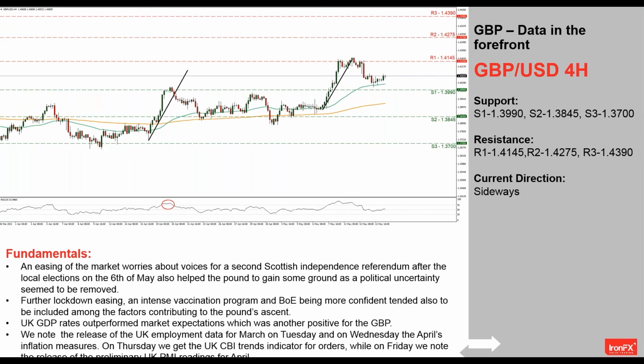On Thursday, we get the UK CBI trends indicator for orders, while on Friday, we note the release of the preliminary UK PMI readings for April, with special weight being placed on the services sector.